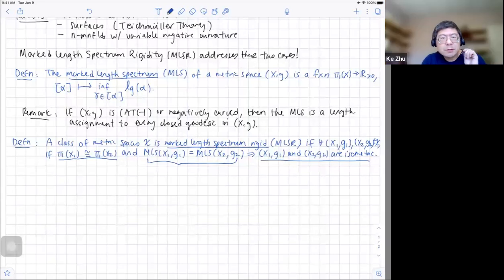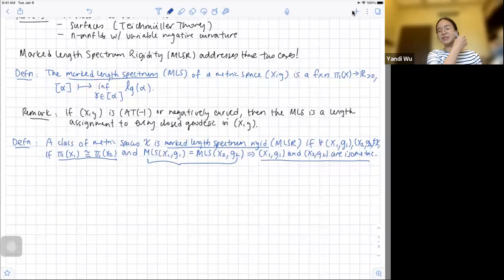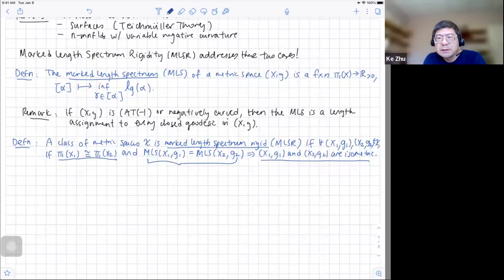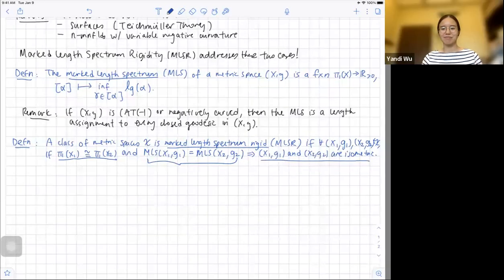May I have a question? So why is it called marked? I don't see any marked point here. Marked length spectrum. Yeah, so the marked part refers to the fact that you don't just have a list of lengths. For a length, you know exactly what curve in your surface has that length. Oh, you mean the location? The location of this length that is achieved. Yeah, that's right. So you know the curve and the length that is assigned to it.